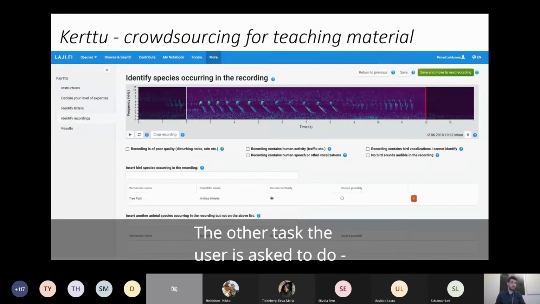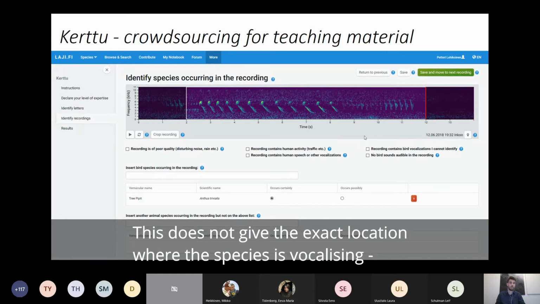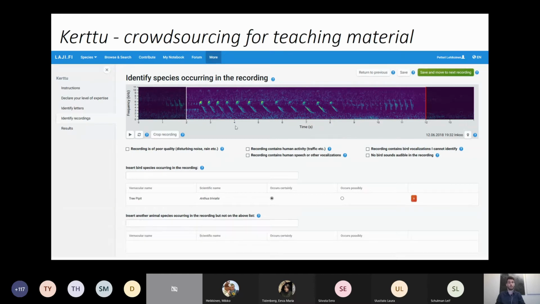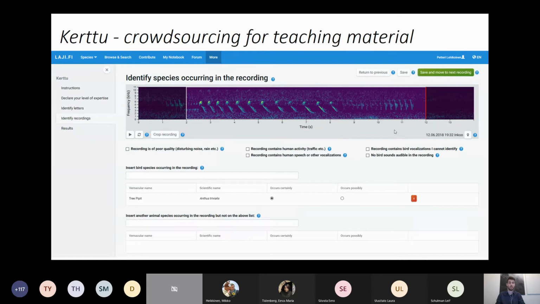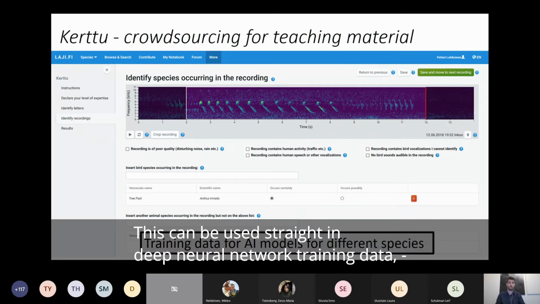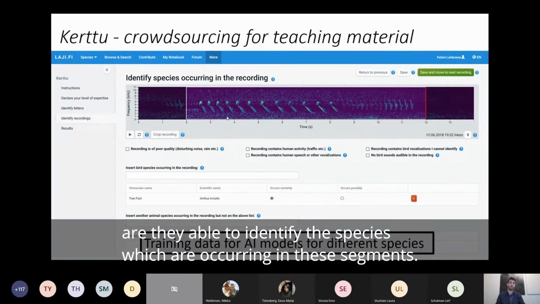And the other task that the user is asked to do is to identify all the birds they can within a 10-second recording. So this does not give the precise location where the species is vocalizing, but we know that the species is vocalizing within that 10-second recording. And this can be used, for instance, straight in deep neural network training data, or it can also be used to test our other models, how well they perform. Are they able to identify the species which are occurring in these segments?